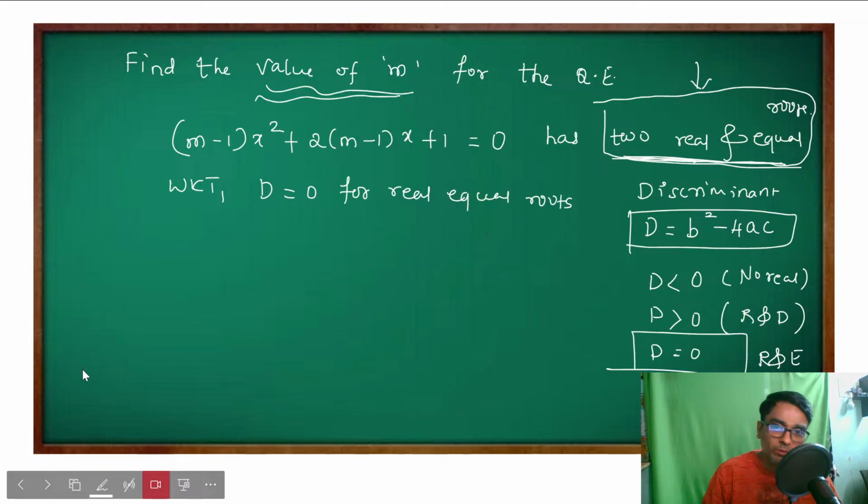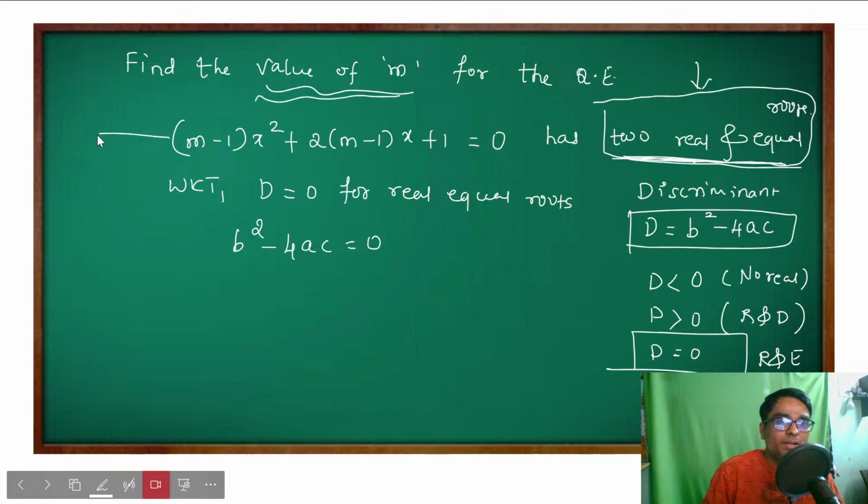First line we will write like this. Then after writing this, we are going to get our a, b, c from the given quadratic equation. b square minus 4ac equal to 0. D means b square minus 4ac.